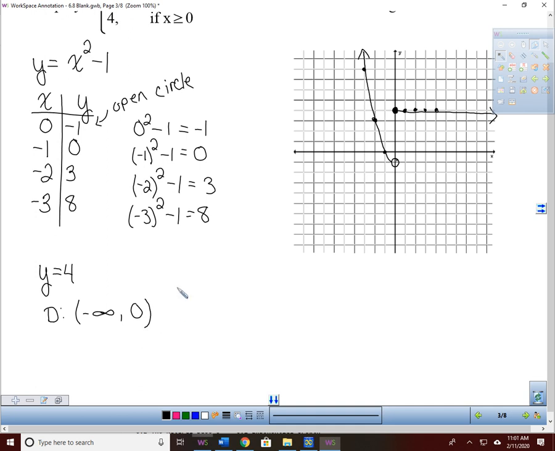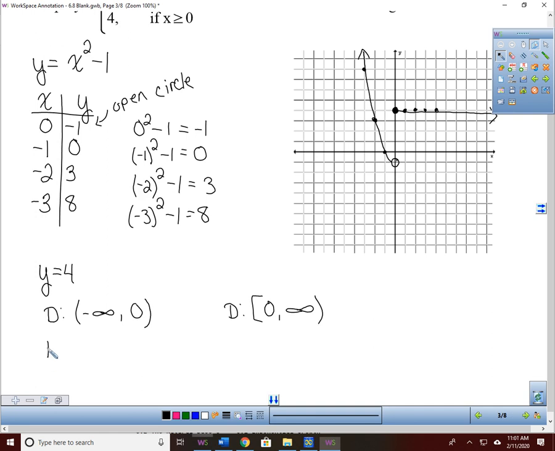0 is not included. When you look at the domain of the piece on the right, it starts at an x value of 0, but that x value of 0 is included, so I need a bracket, 0, comma, and then this continues all the way to the right, so that would be all the way to infinity.